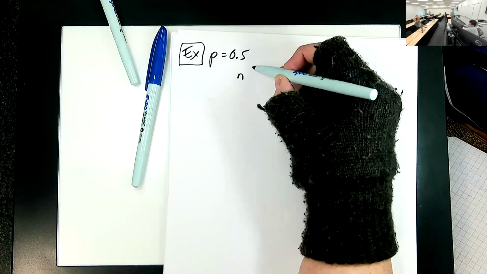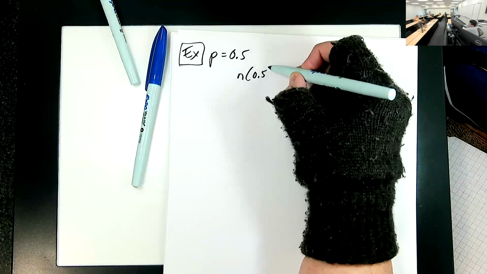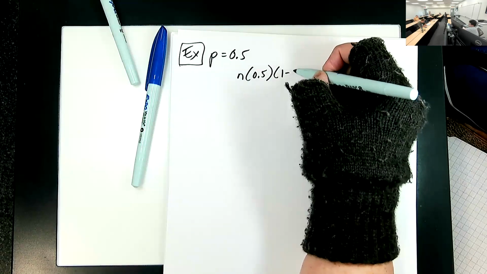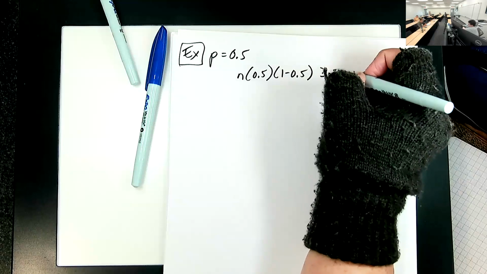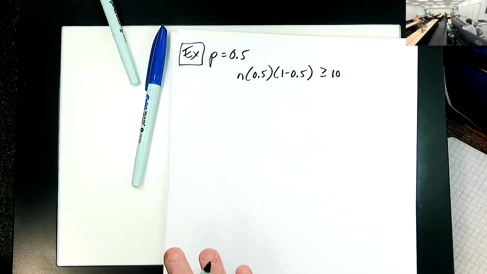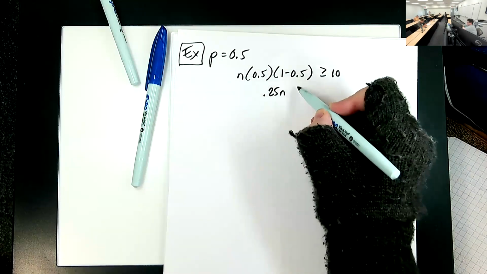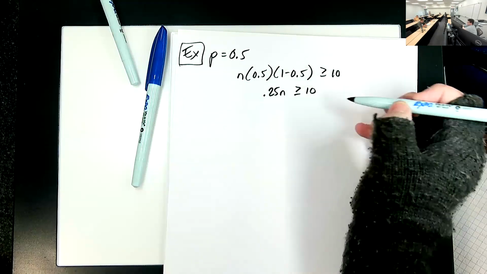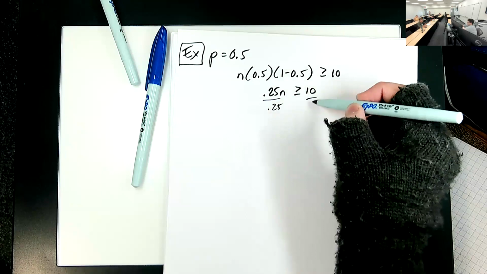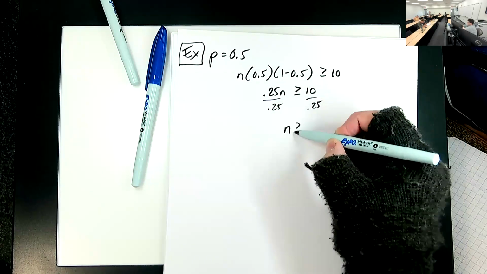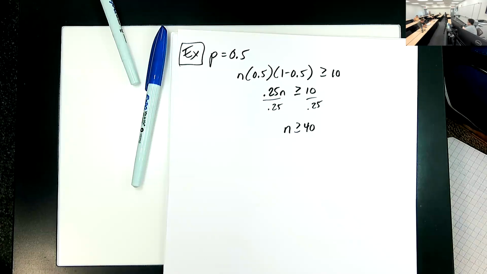So we're doing n times p, which is 0.5, times 1 minus p, which is 1 minus 0.5. That needs to be greater than or equal to 10. If you multiply that out, it's 0.25n is greater than or equal to 10. And if you divide by 0.25, you get n is greater than or equal to 40. If n is greater than or equal to 40, you've got a bell curve.